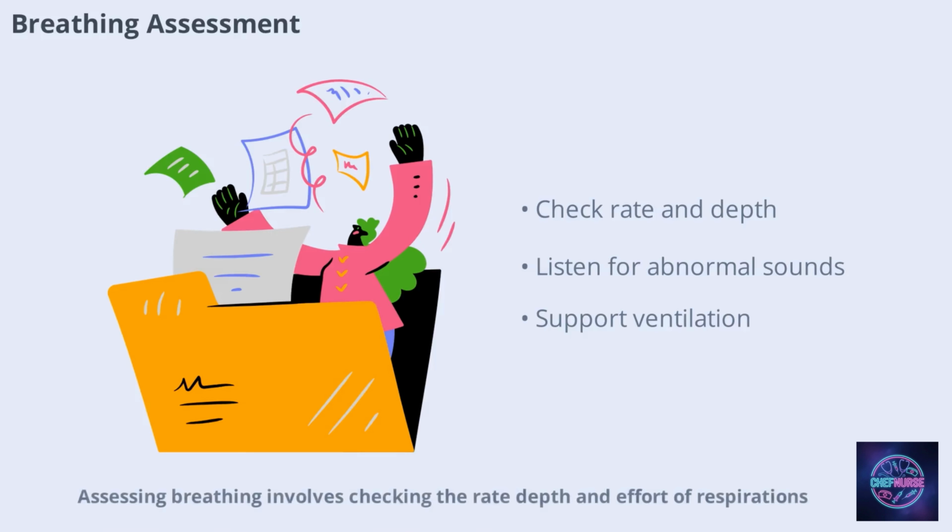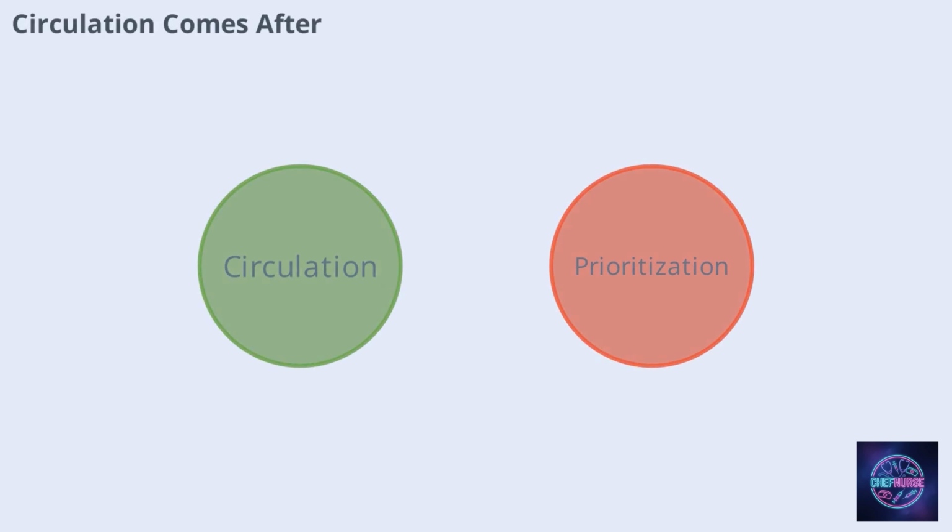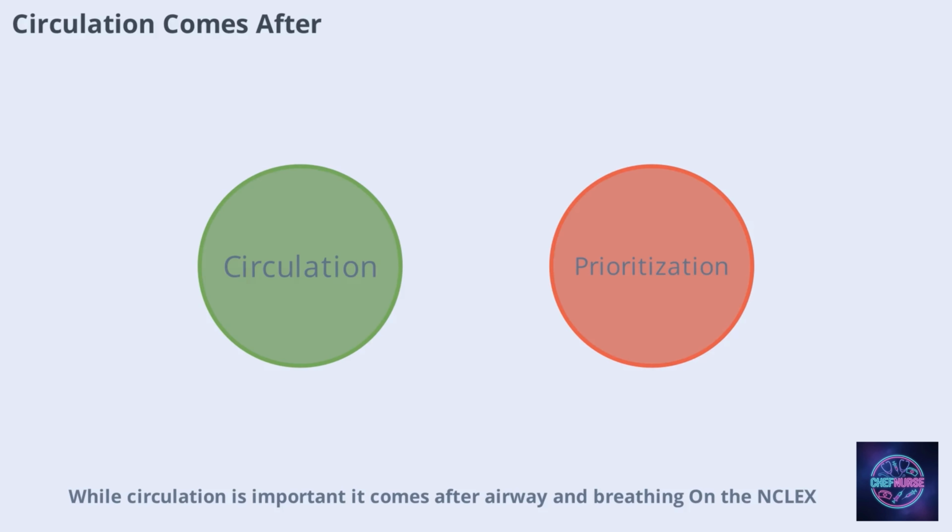Assessing breathing involves checking the rate, depth, and effort of respirations. Listen for abnormal sounds like wheezing or crackles. Observe for use of accessory muscles or nasal flaring. On the NCLEX, if you notice abnormal breathing patterns, these findings should prompt immediate action to support ventilation and oxygenation. While circulation is important, it comes after airway and breathing.